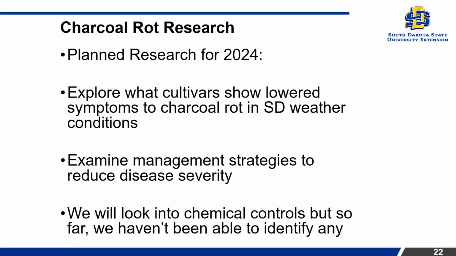So because of all of these factors and the fact that charcoal rot has been rising in numbers, we are going to do a couple of research trials in 2024. We are hoping to look at what cultivars showed lowered symptoms with charcoal rot in South Dakota weather conditions. So we're looking for a couple of different cultivars and just see how they respond in the field. We're also going to look at management strategies, probably residue versus no residue, to see if that reduces the disease severity. We are, again, looking into chemical controls, but so far we haven't been able to identify any that have been shown to be effective.